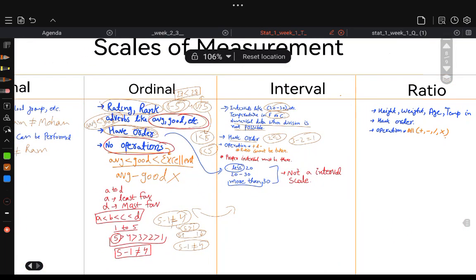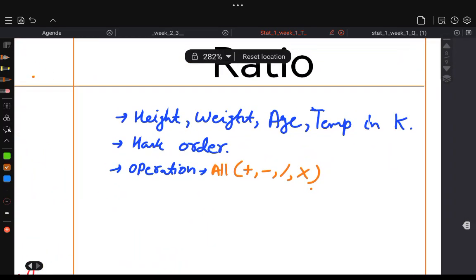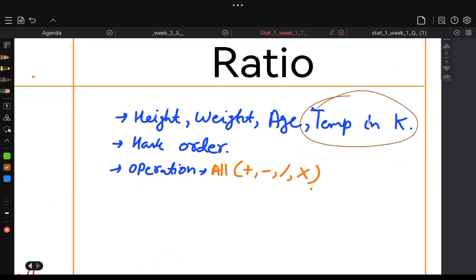See, these two, ordinal and interval, were hard basically, and nominal and ratio are easy always. So height, weight, age, temperature in Kelvin. See, absolute temperature comes under ratio. This is the important fact that you should know.